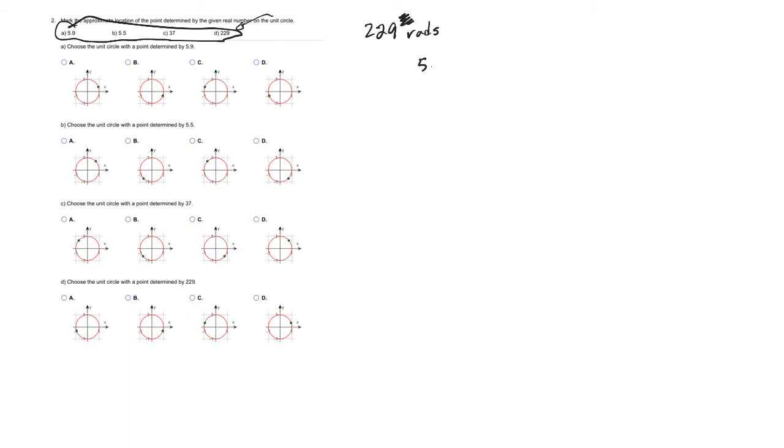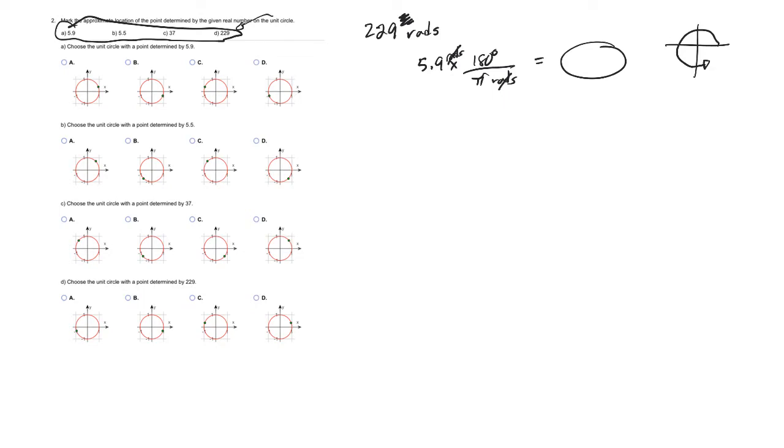Now, if you want, you can take 5.9 and multiply it by 180 degrees over pi rads. And 5.9 is rads, so the rads cancel. So you can multiply and divide that and come up with a degree measure. And that maybe helps you determine where in the quadrant that happens.